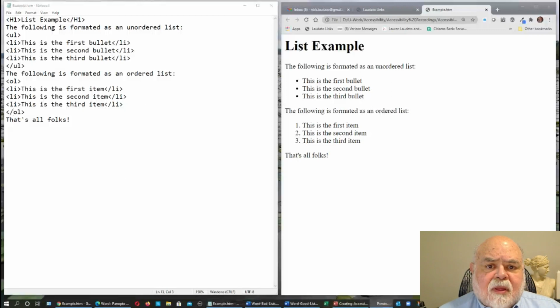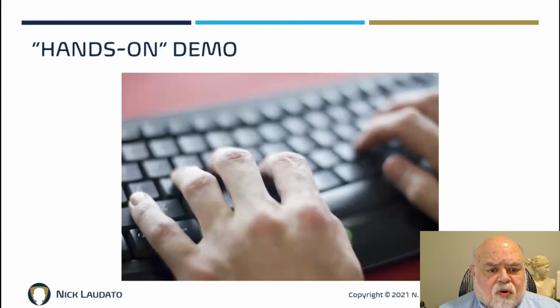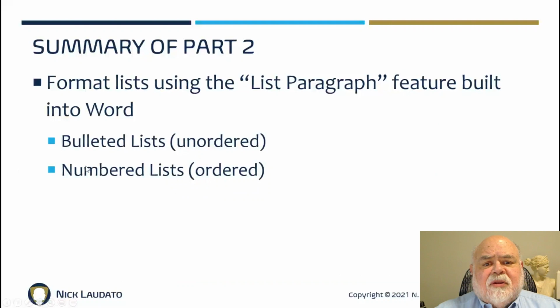So that's really about it. To summarize, if you want to make an accessible document, format your lists using the list paragraph feature, either for bulleted lists, unordered, or numbered lists.